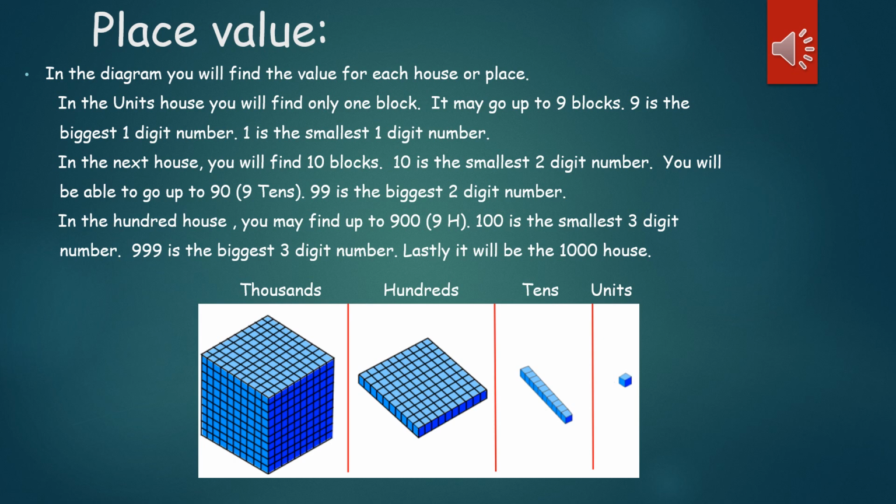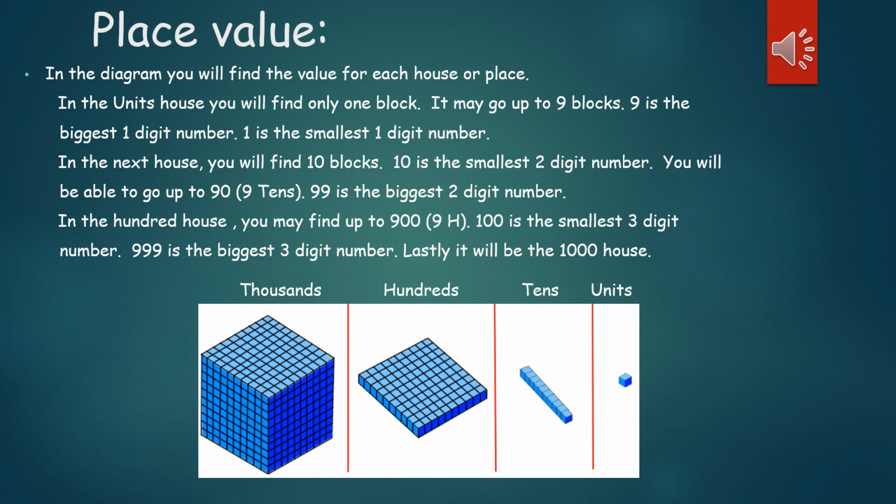Place value. In the diagram, you will find the value for each house or place. In the unit house, you will find only one block. It may go up to 9 blocks. 9 is the biggest one-digit number. 1 is the smallest one-digit number.